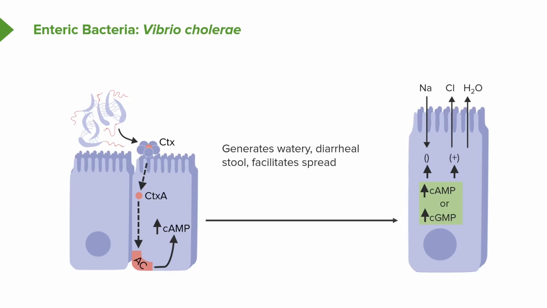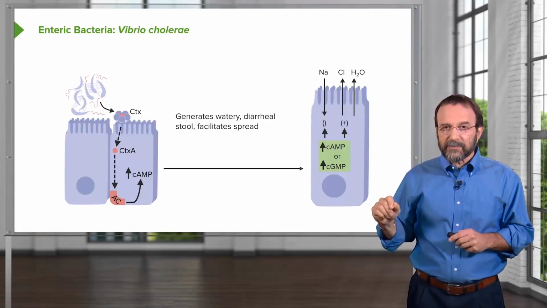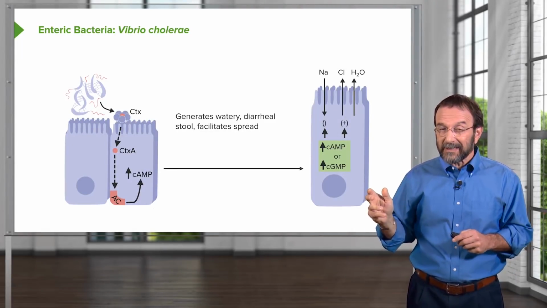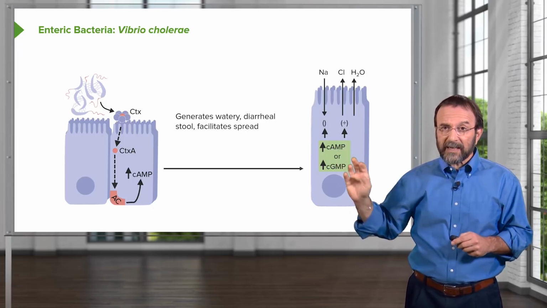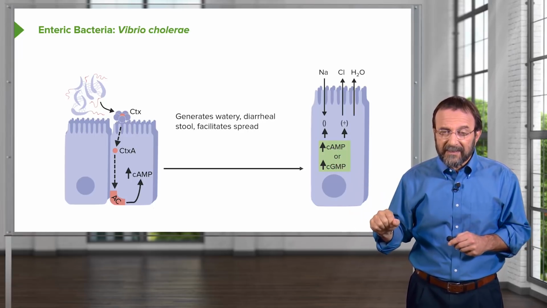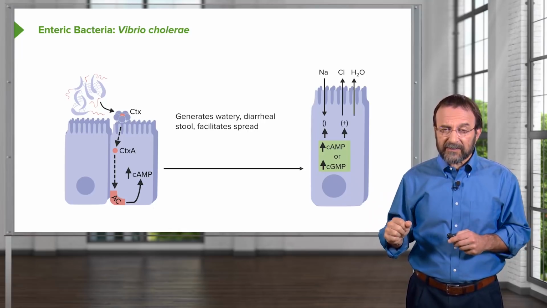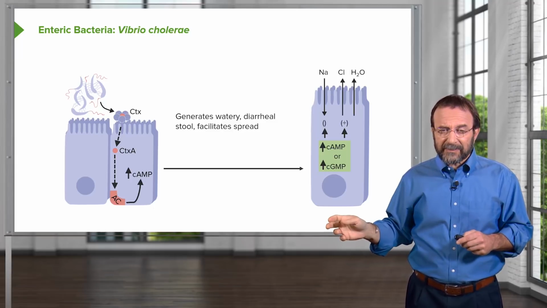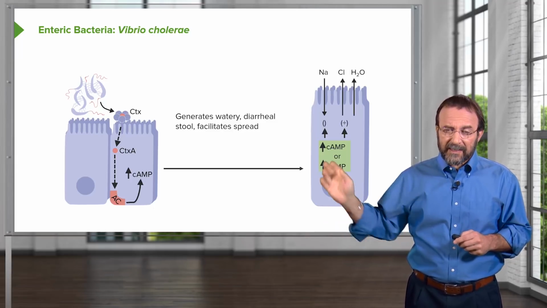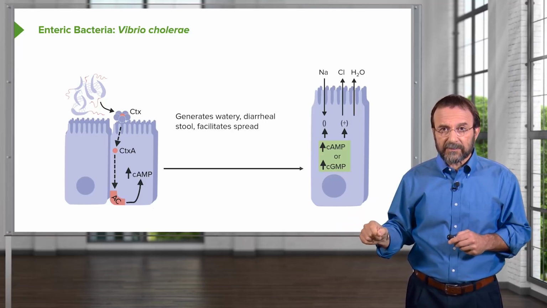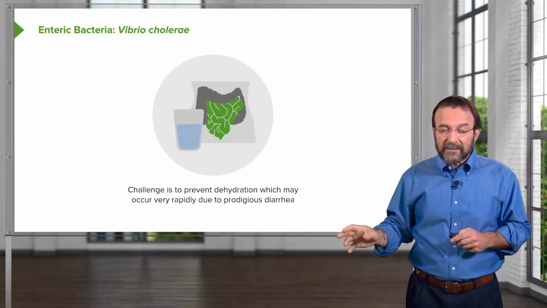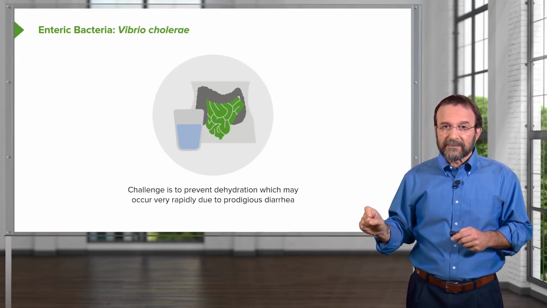Very simple, straightforward effect. Now, this watery diarrhea is a consequence of the toxin. What it does, of course, is wash the cholera bacteria out of your intestine, and that helps to spread the infection. If you happen to be in a place where the sewage treatment isn't very good, you will excrete cholera bacteria into the sewage, and it will then infect someone else via contaminated food or water. The challenge with cholera is to prevent dehydration.